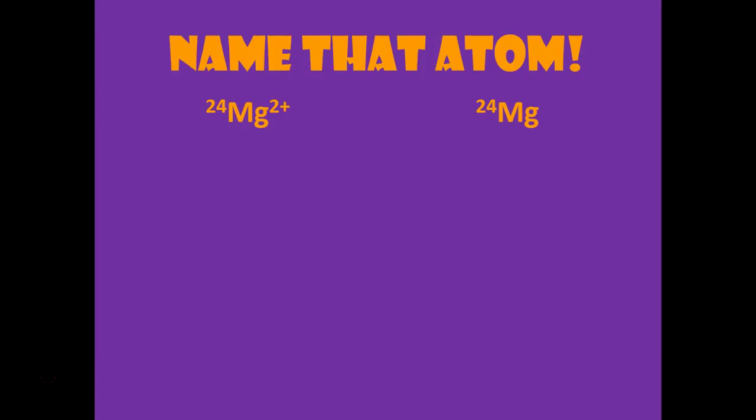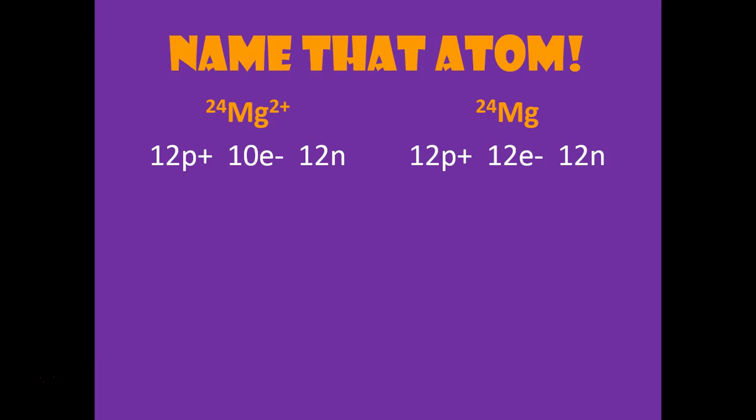Okay, now what we're going to do is a little practice just identifying the protons, neutrons, and electrons in some things. And so this first step is always to figure out how many protons something has. Magnesium has 12 protons because it's atomic number 12. So if you look up magnesium on the periodic table, you should see number 12 next to it. That means 12 protons. All magnesiums have 12 protons.